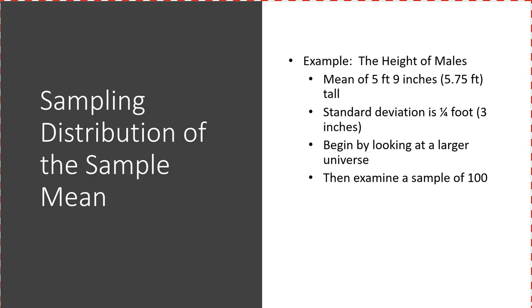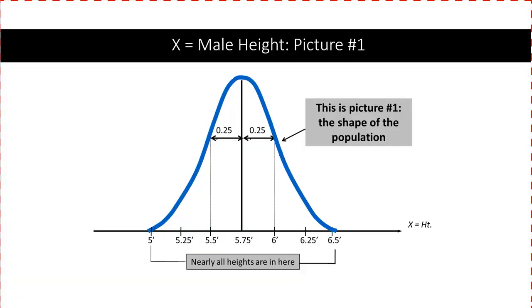So let's use an example of male height with a mean of 5 foot 9 inches and a standard deviation of 1/4 foot. We're going to begin with all men and then look at a sample of 100 men. This is what I'm going to call picture 1. Picture 1 represents the shape of all values within the population. Here we see a mean of 5.75 feet and a standard deviation of 0.25 feet. Anytime I refer to picture 1, I'm talking about the values within the population.